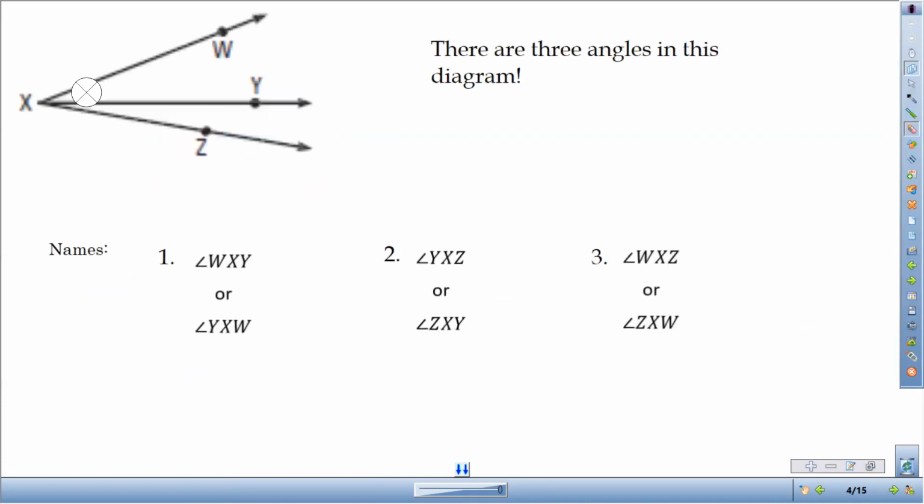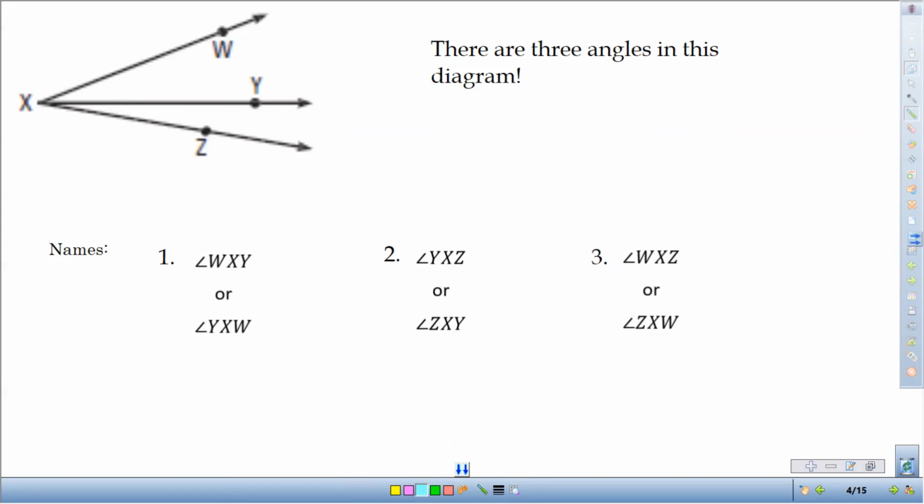You might have a diagram that's a little bit more complicated. There are actually three angles in this diagram. And we can't just use the vertex to name any one of the angles because all three angles share the same vertex. So you need to use the sides when you have something like this so you're specific which angle you're talking about. Notice each of the names has an angle symbol next to it. Again, that's so we know you're talking about an angle.